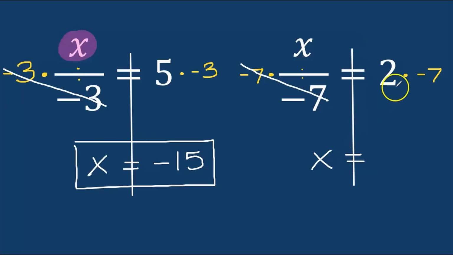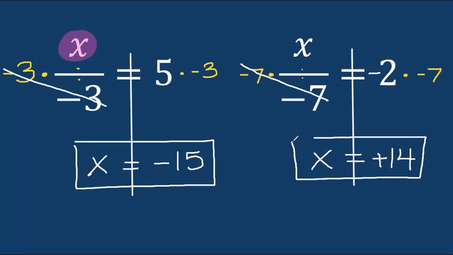Here's our equals. And 2 times 7 is 14. And a positive times a negative is a negative. Now, if this had also been a negative 2, two negatives being multiplied make a positive. So this would be a positive 14. So be very careful about the signs that you have in your equations.